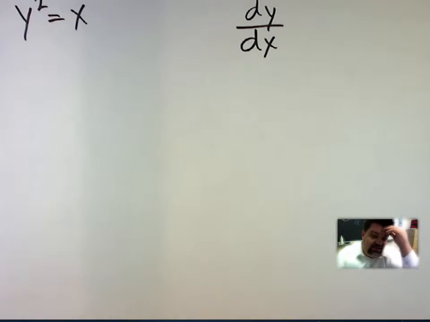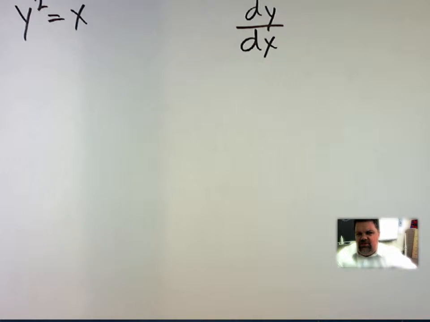And so I could isolate the y. Maybe I could take the square root of both sides, but then when I do that I get plus or minus the square root of x on the right hand side of the equal sign. And so that causes a problem too. One thing that we could do is what we call implicit differentiation.